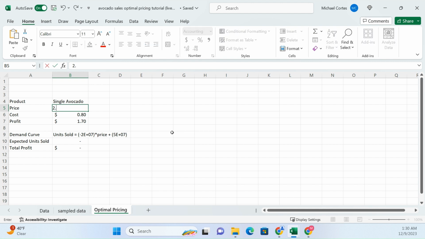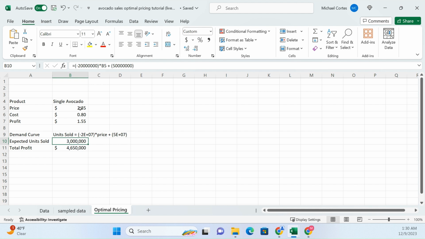2.35. Yeah, so as we make the price higher and higher and higher, the demand curve starts to go to zero. The amount of units we sell starts to shrink. So there's a sweet spot somewhere in the middle where our profit is actually a bigger number. So let's go ahead and compute this out and try to find the maximum.